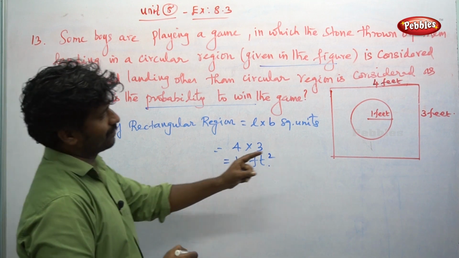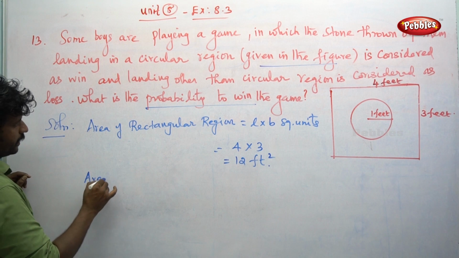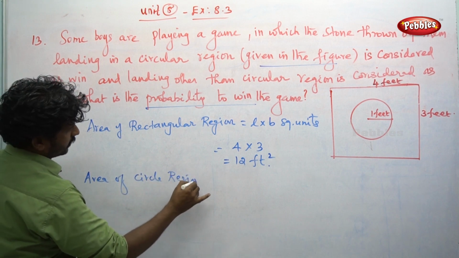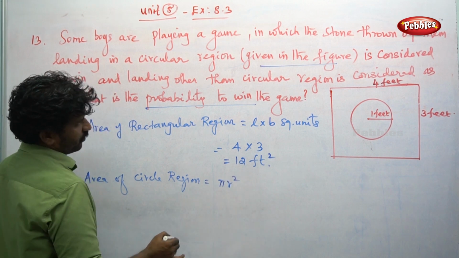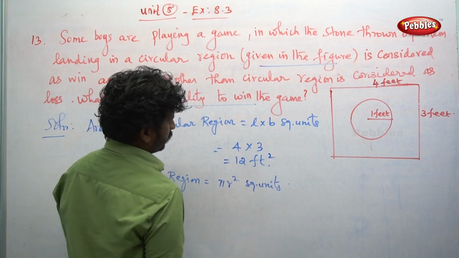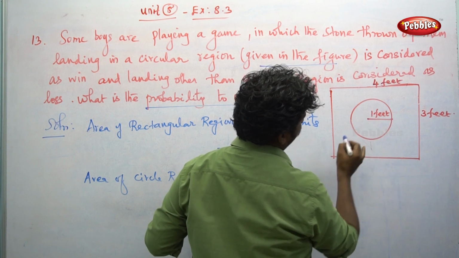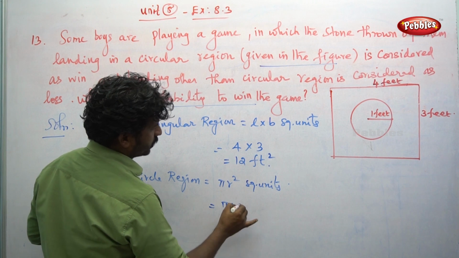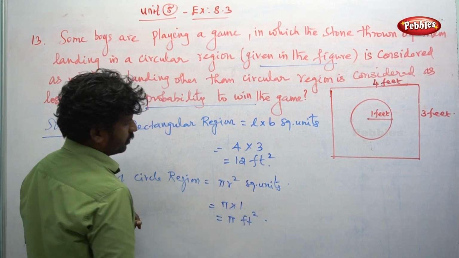Next, look what is here, circle. So area of a circle now. Area of the circle region, right, is equal to, we know the formula, pi r square. What is that? Pi r square, square units, right? Now look, r here is the radius of this circle, given as 1, 1 feet, right? So pi into r, that is 1 square 1, which is equal to pi feet square, right?